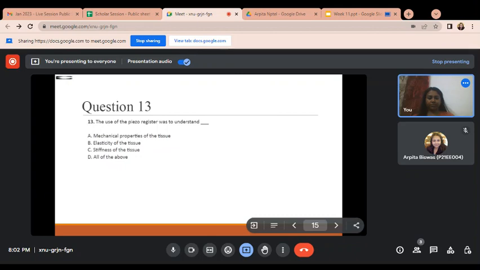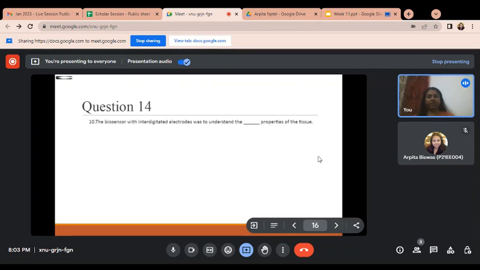So the right option is all of the above. The use of the piezoresistor was to understand the mechanical property of the tissue, also the elasticity of the tissue and the stiffness of the tissue. So the right option is all of the above.